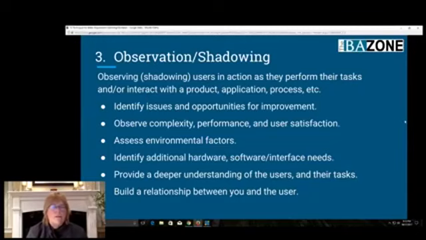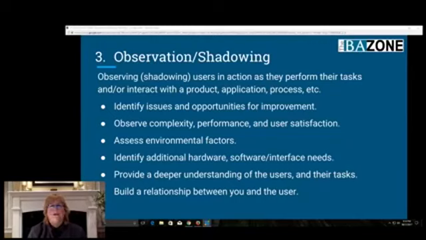Observation or shadowing. Shadowing, it's very film noir, but it's basically just watching users in action as they perform their tasks or as they interact with a product, an application, or a process. And through that, you can identify a lot of issues or opportunities for improvements. You can observe the complexity and measure performance and user satisfaction. You can assess the environmental factors that are occurring while they're trying to use a product or an application, you know, what's going on around them, the day-to-day. You can find a lot of other user stories as they're trying to get their job done.